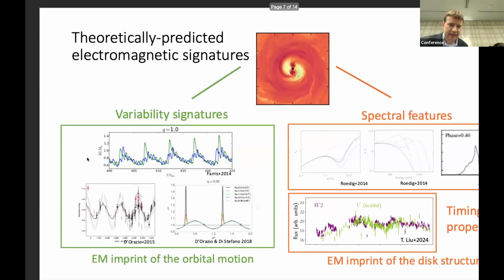From these numerical simulations, there are mainly two types of predicted persistent EM signals. One is to look for variability signatures, perhaps some kind of periodicity that's modulated on the binary orbital period. The second type is to look for the predicted binary disk accretion structure, for example the circumbinary disk, the streams, the cavity, or these mini disks.